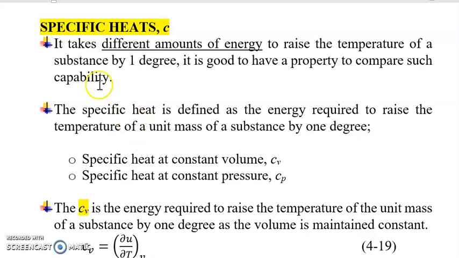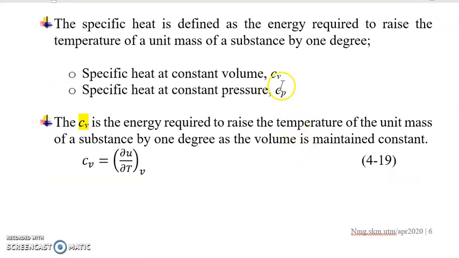Specific heats, C. Now, it takes different amounts of energy to raise the temperature of a substance by 1 degree. Different amounts. So it is good to have a property to compare such capability. The capability to raise the temperature of the substance requires different energy. The specific heat, there are two kinds: specific heat at constant volume and specific heat at constant pressure. Notice the subscript. Cv is the energy required to raise the temperature of the unit mass of a substance by 1 degree as the volume is maintained constant.